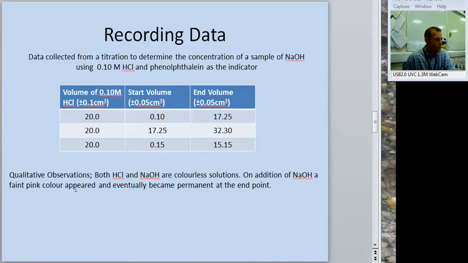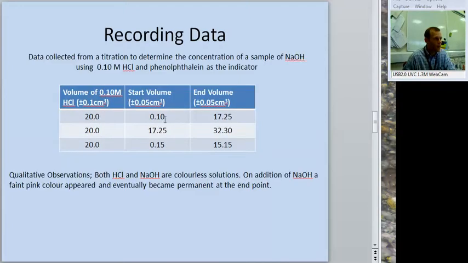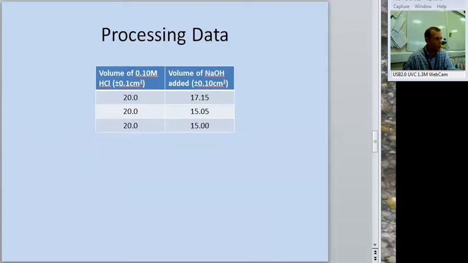And it's important we also record qualitative observations. So we could write down about the solutions being colourless, what happens as we reach the end point, and so on. But as well as the quantitative, we must also have qualitative data. So processing the data, you can see my recorded data is, I should have mentioned this on the last slide, agreeing with my uncertainty. So I've got the same number of decimal places. And if we look at the stuff that we've got, all I did was work out the volume of the titre by subtracting these numbers.